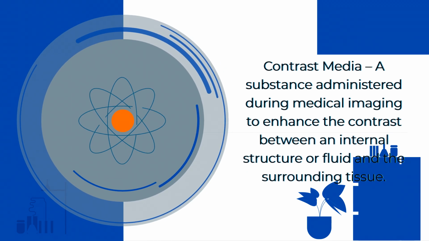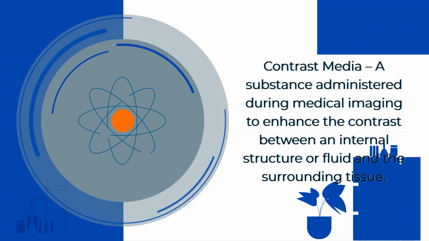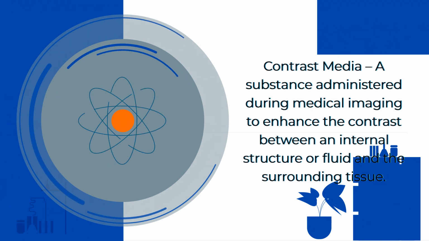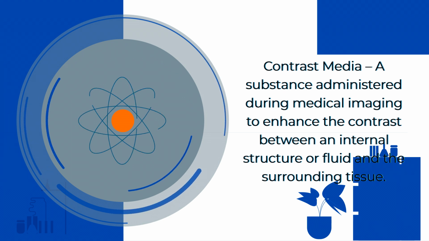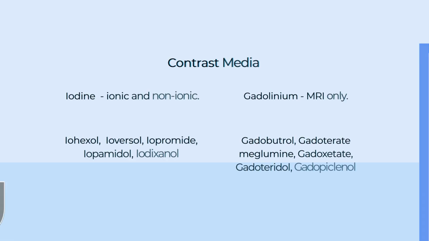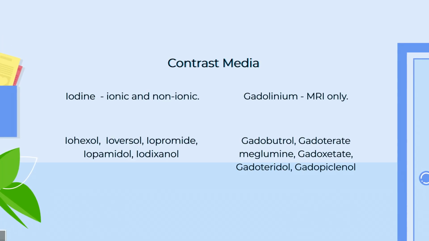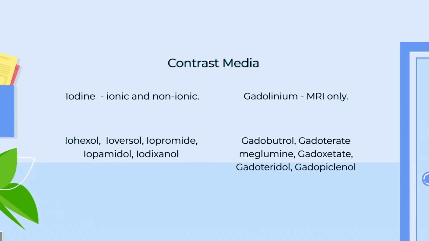Contrast media. Contrast media are special substances used during imaging exams to make certain body parts easier to see. They help highlight organs, blood vessels, or other tissues by making them stand out from surrounding areas. Common examples of contrast media include iodine-based contrast for CT scans and gadolinium-based contrast for MRI scans.